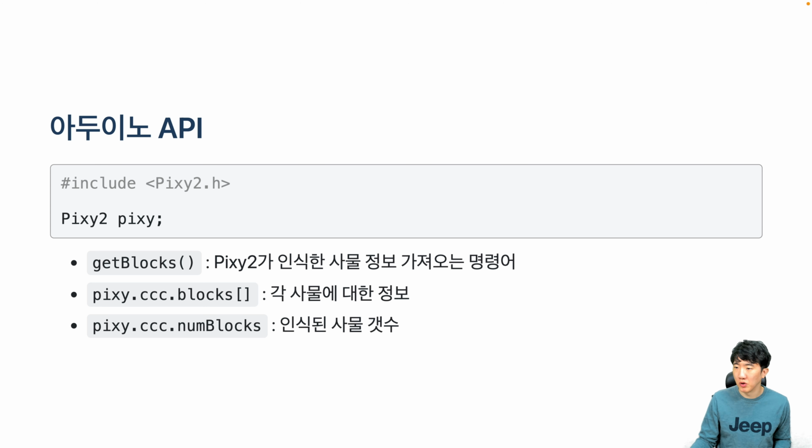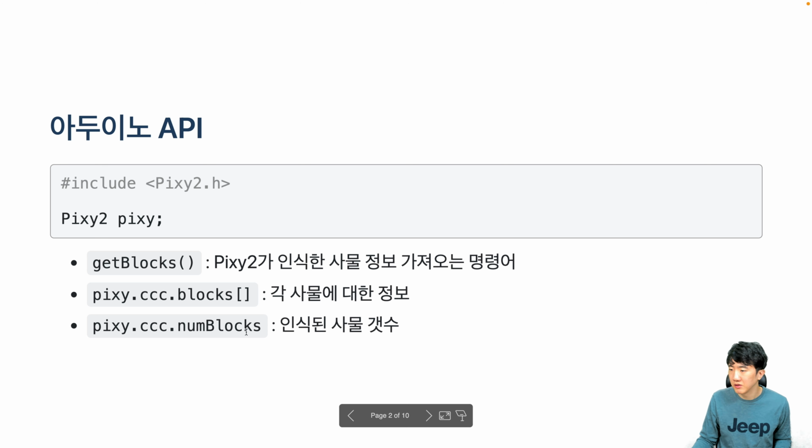And the most representative command is called getBlocks, which is a command to retrieve the object information recognized by Pixy2. After typing the getBlocks command, you process the objects. The pixy.ccc.blocks are in an array format containing information about each recognized object.